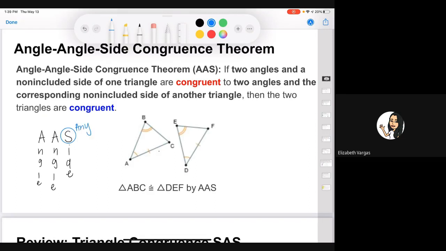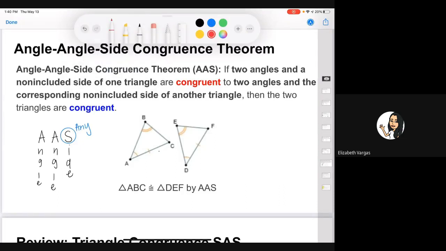So basically what this theorem is going to tell me is if two angles and a non-included side of one triangle are congruent to two angles and the corresponding non-included side of another triangle, then the two triangles are congruent. So in this one, I don't need an included side and I don't need an included angle. All I need to prove is that two angles are congruent and an additional side.